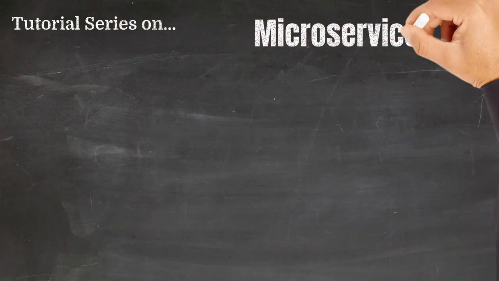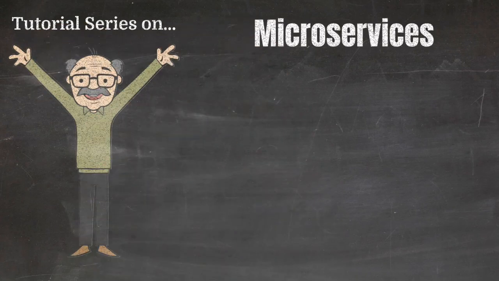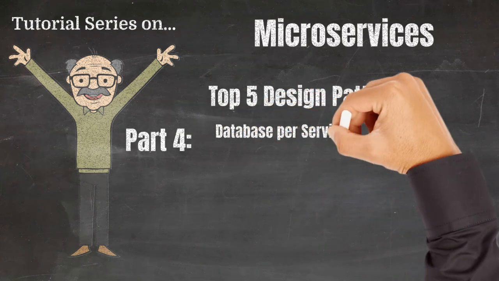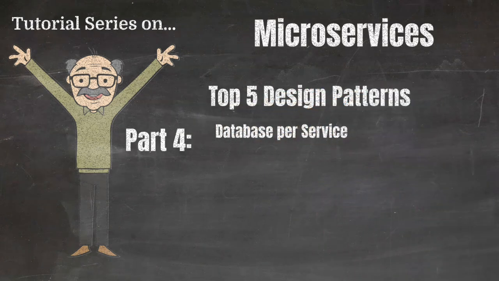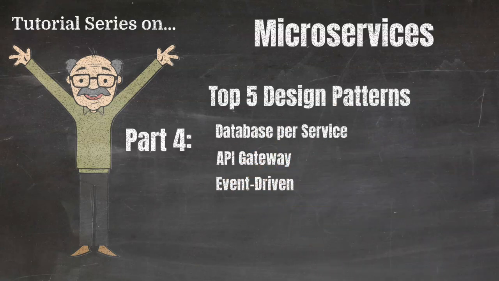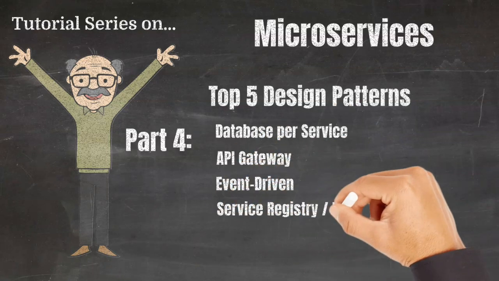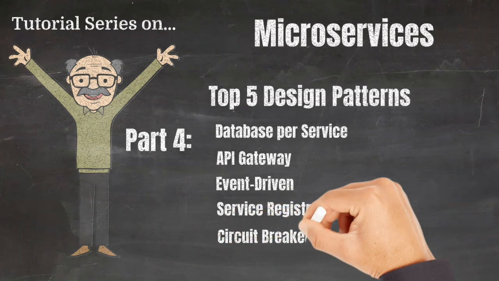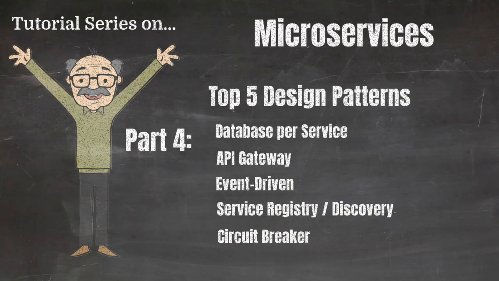Alright, this is it for today. But there's more coming. In our next tutorial, we'll dive further into the microservice architecture, going over the 5 most commonly used design patterns in a microservice architecture. We'll talk about the database per service, which we depicted in today's example. We'll present as well the API gateway pattern and the event-driven pattern. We'll then talk about the service registry and discovery, where microservices register themselves upon startup and deregister when shutting down. And we'll conclude with the circuit breaker pattern, which is critical to detect failures and prevent cascading failures in a microservices ecosystem.